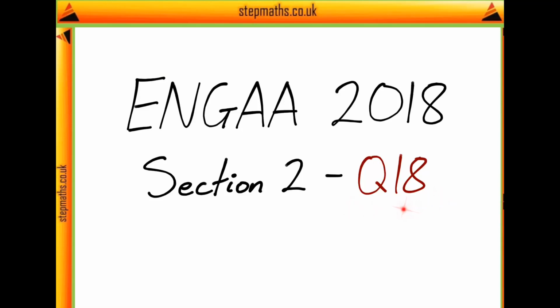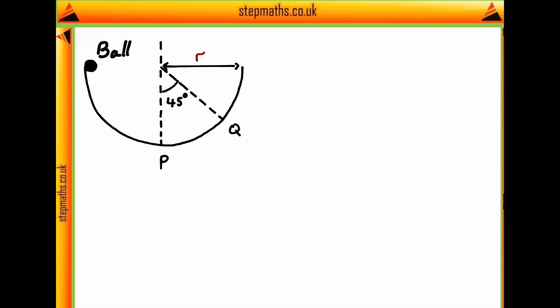Here we're going to look at question 18 from section 2 of the ENGAA 2018 paper. So in this question we're given the following scenario. We have a steel ball which starts in the position shown in this diagram here, which has a height of r above this point P.